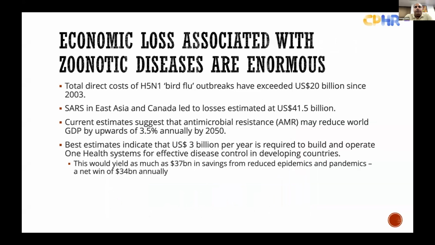The second point that is most important is also about the economic loss. And if you take the example of zoonotic diseases, the economic loss has been quite enormous. The 2003 bird flu H5N1 outbreak has almost exceeded 20 billion since 2003. In fact, East Asia and Canada, due to SARS, lost around $41.1 billion. And AMR, which is currently plaguing most countries, specifically in South Asia and Southeast Asia, because of rampant misuse of antibiotics in the region, is expected to reduce the world GDP by almost 3.5% annually by 2050.